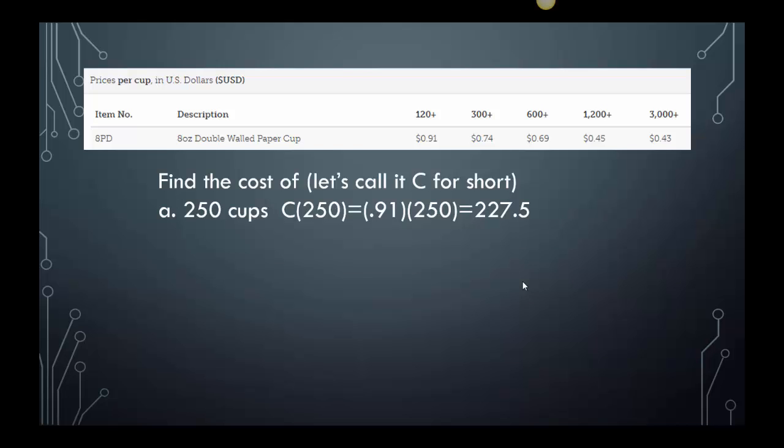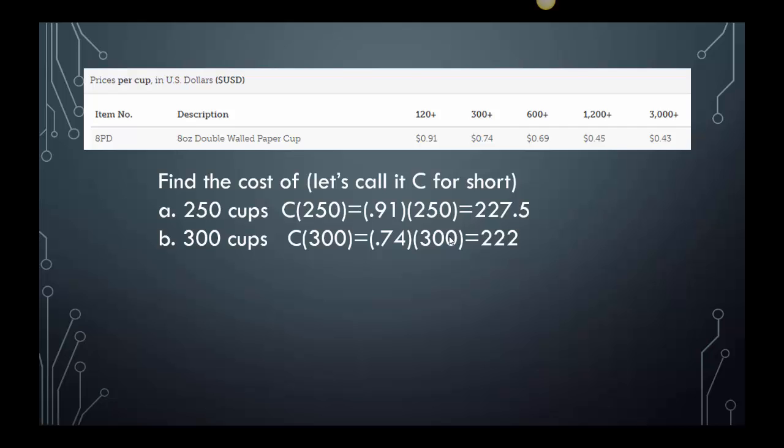So let's start with 250. So the 250, it's between 120 and 300, so I'm still in the 120 price. So it's 91 cents a piece. So I take 91 cents, I multiply it by 250. It says we'll pay $227.5 for these cups.